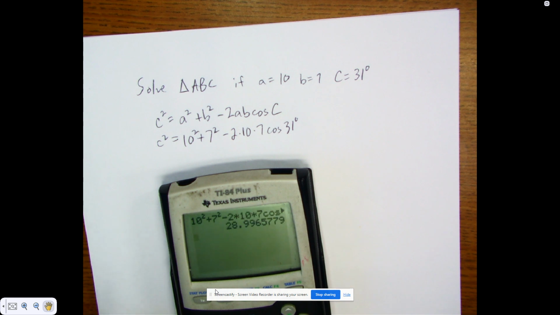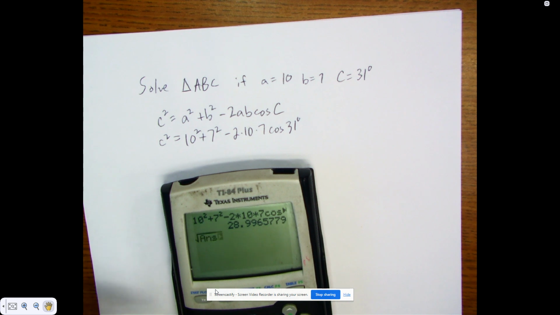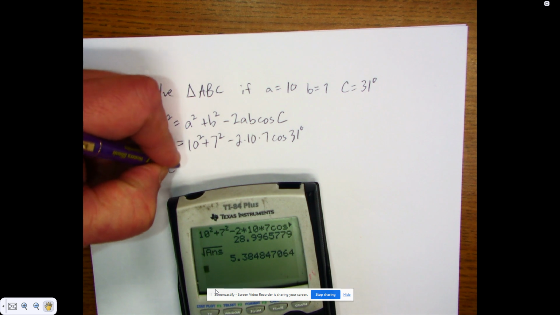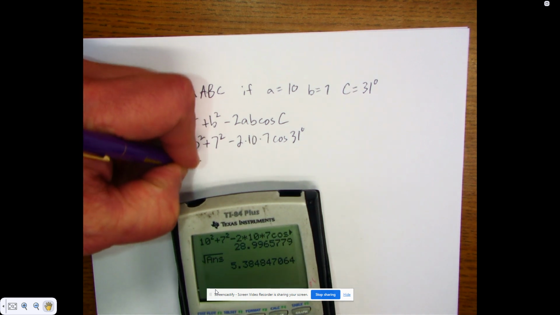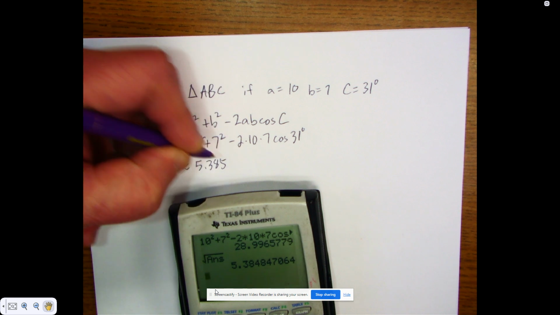And so I get this number, but remember that's c squared, so I have to take the square root of that number. That means that c is 5.385 to the nearest thousandth.